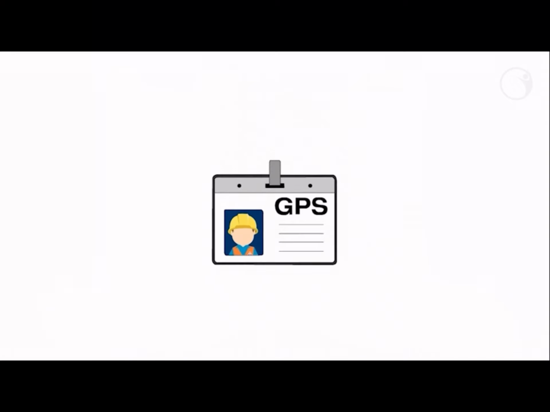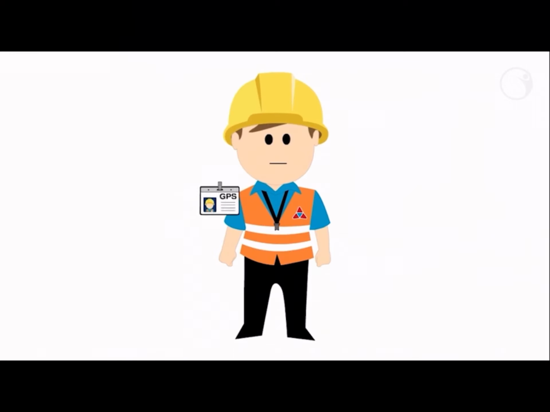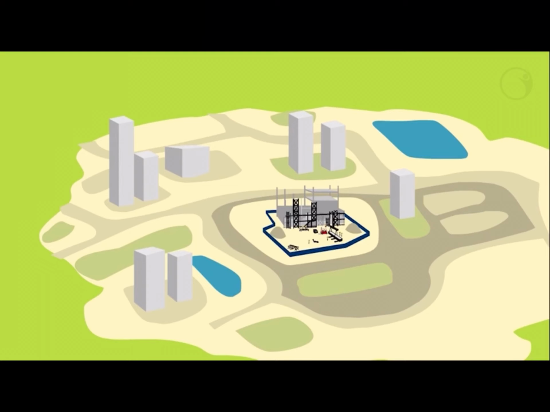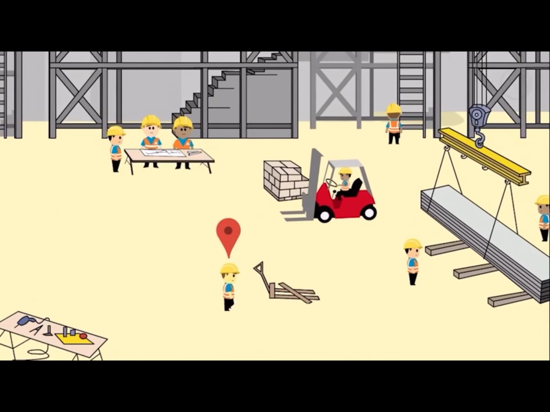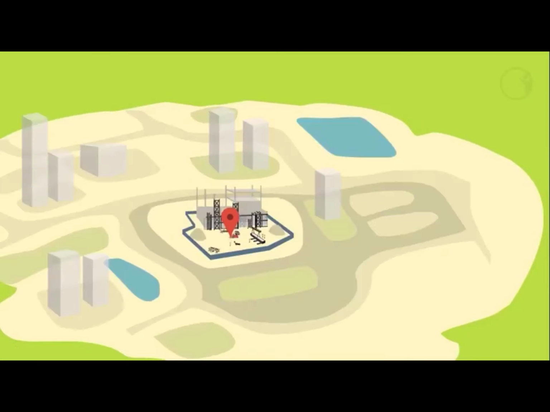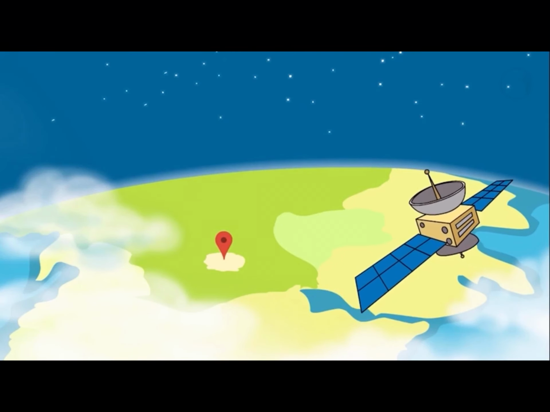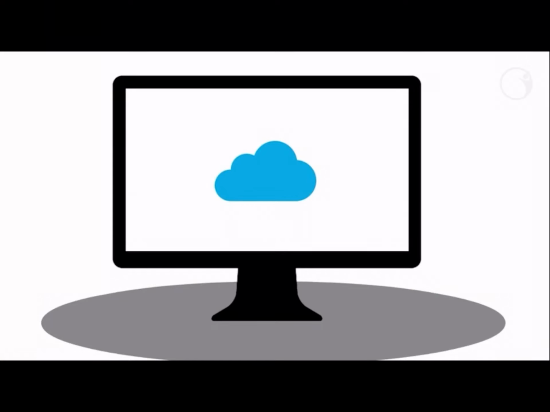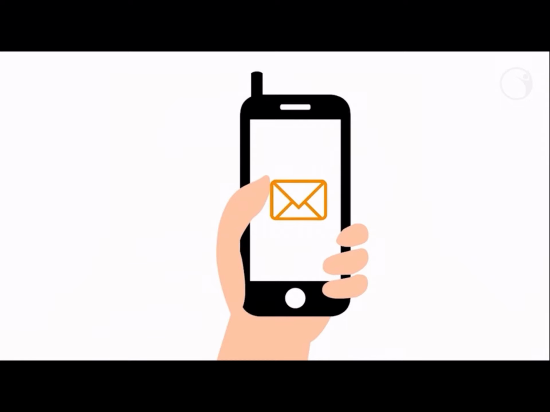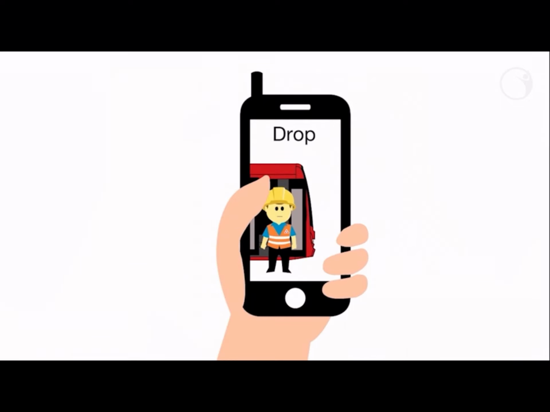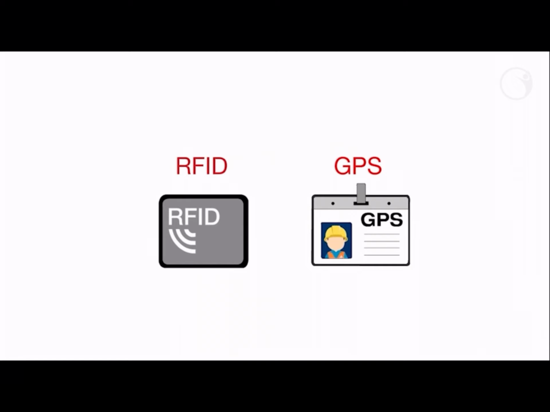GPS-based tracking. The same system can also be implemented with a GPS tag instead of RFID, which will allow tracking of the exact location of the worker using the GPS satellite tracking. Apart from live workforce movement tracking on a cloud application, it can also help send SMS alerts for pickup and drop. RFID or GPS-based tracking provides an efficient and technology-based management of your workforce.